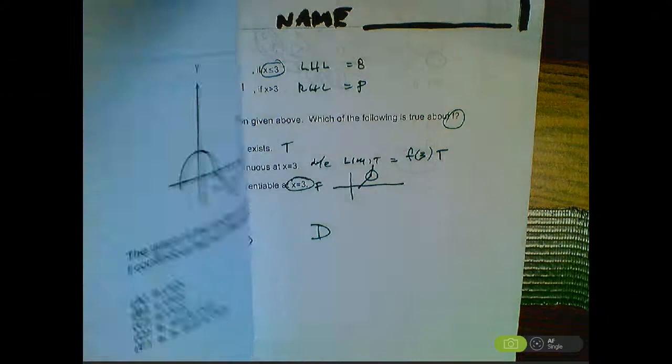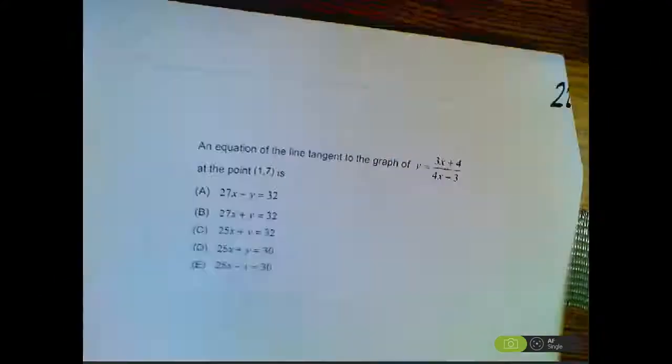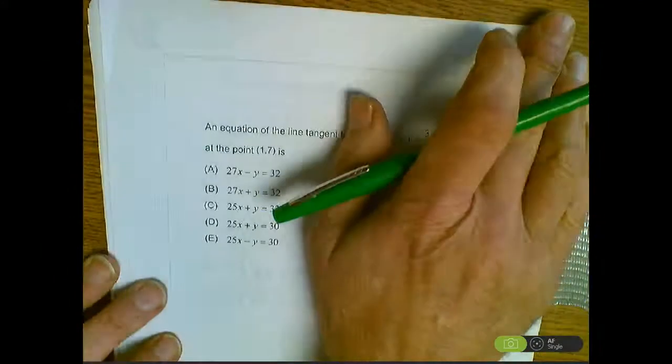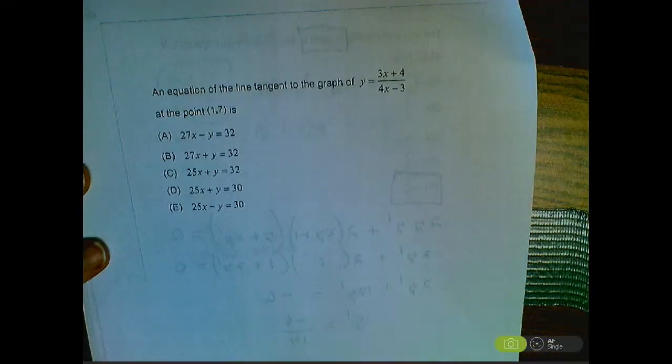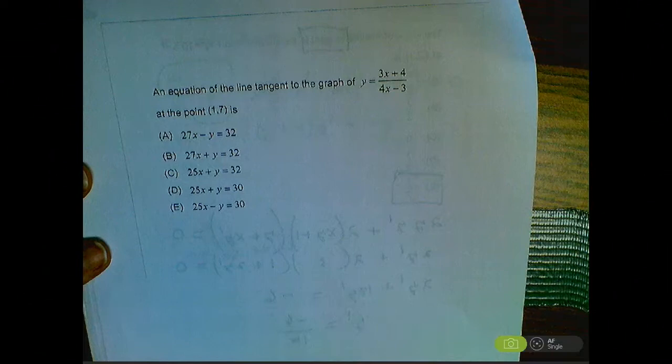Okay, 3 more to go. 22. You're always keeping track. You're going to have 22 problems tomorrow in 45 minutes. Keep track of your work. Don't leave the problems to the end undone. They could be the easiest problems on your test.